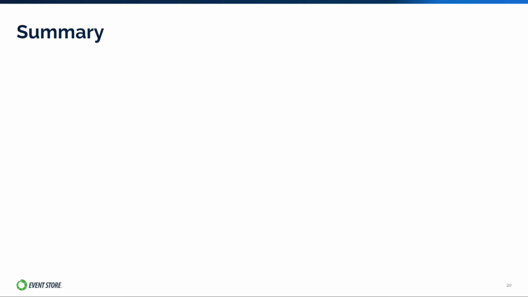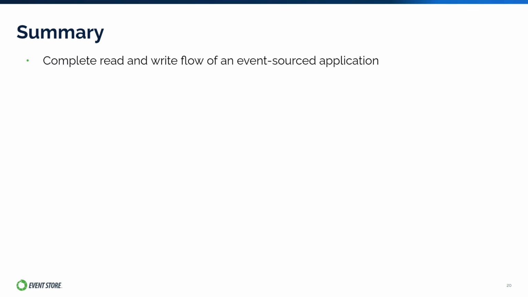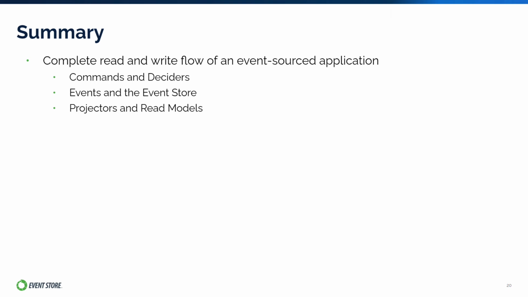In this video, you have seen how the different event sourcing components and patterns fit together. You began by reviewing the complete read and write flow of an event sourced application, starting from commands and deciders, to events and the event store, then to the projections and the read models, and finally to the reactions. Then you explored the four quadrants of how event sourcing works. These quadrants are separated into two categories. The first category is read versus write, and the second category is immediate versus eventual consistency.